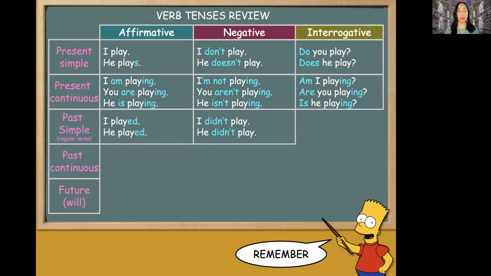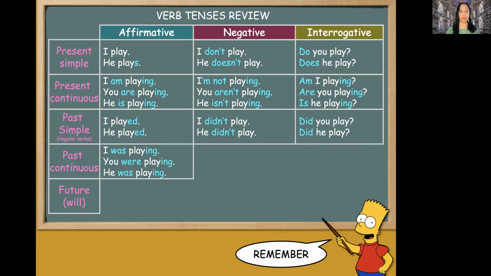Fantastic. Now, what's the interrogative conjugating to play past simple? Whew, that's a lot, right? Did you play? Did he play? Fantastic. Now, what's the affirmative conjugating the infinitive to play of past continuous? That's right. I was playing. You were playing. He was playing.